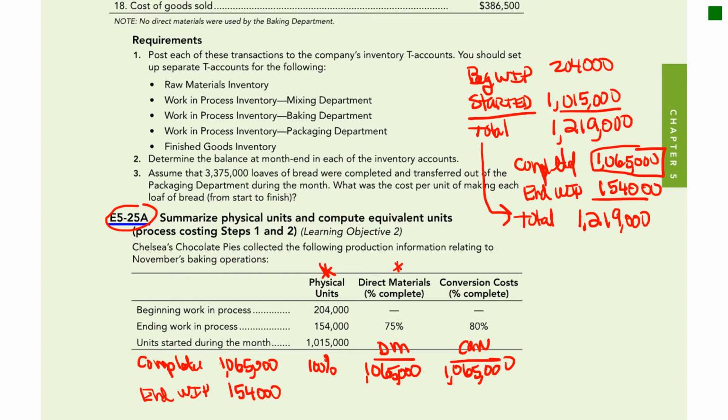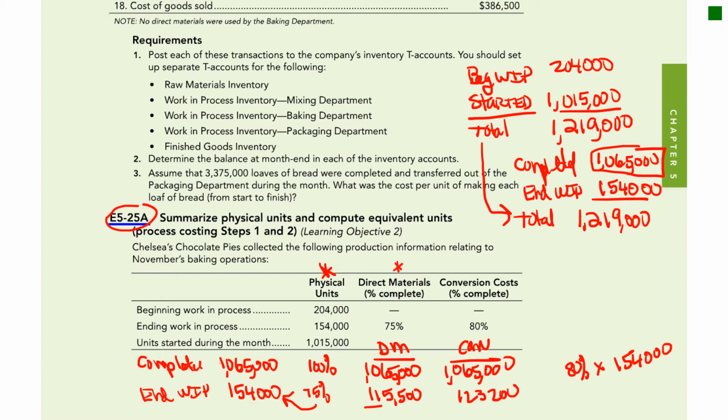The ending WIP now is the numbers we need. We need the 75% for materials. So for materials, we'll take the 75% and multiply that by 154,000. That's going to give you 115,500 units. For conversion, you're going to take the 80% times the 154,000, and that's going to give you 123,200.